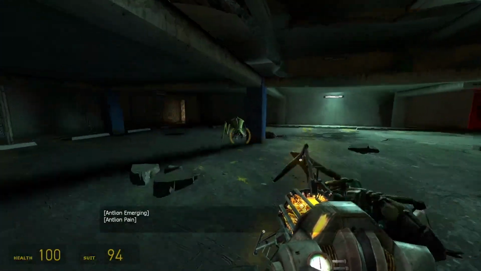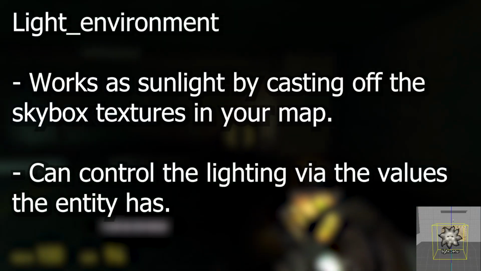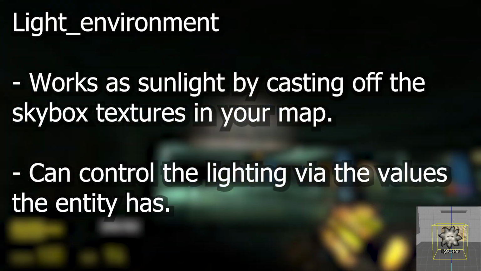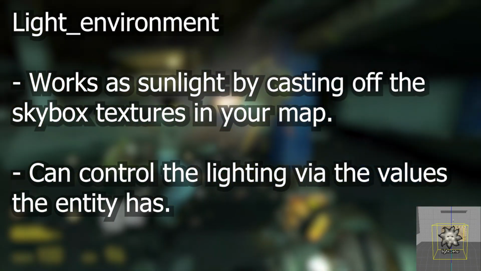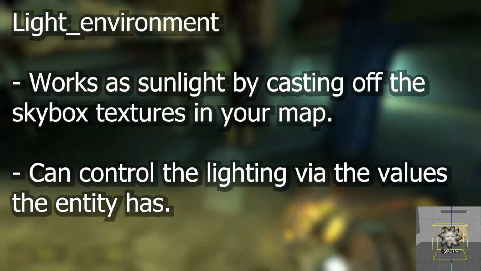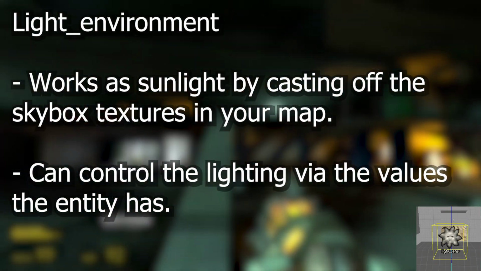Anywho, the next light entity we'll talk about is the light_environment entity. This is a directional light cast that is used as sunlight. This will take care of all outside lighting for you. It will cast off the skybox textures you have on your map, and you can also control the angle of the sun via the settings of the entity. However, I'm only going to mention it because it's a light entity. We'll go over how you use this in a video dedicated to 2D and 3D skyboxes.